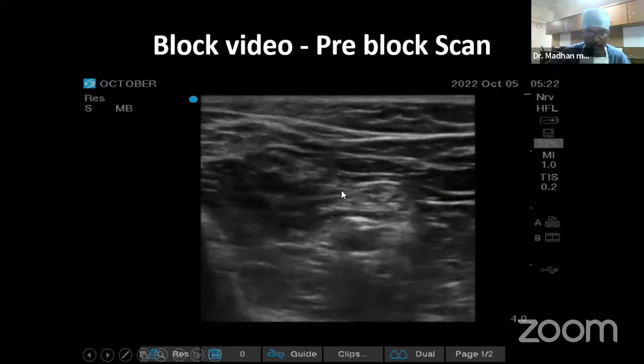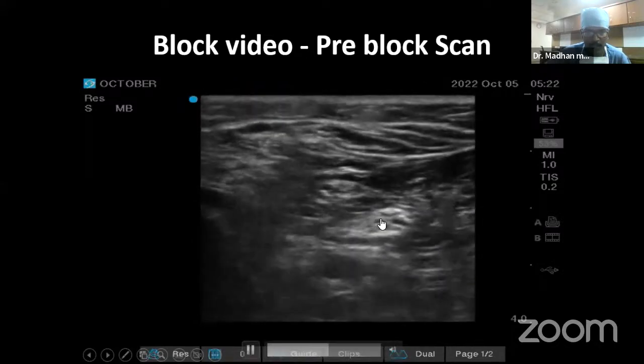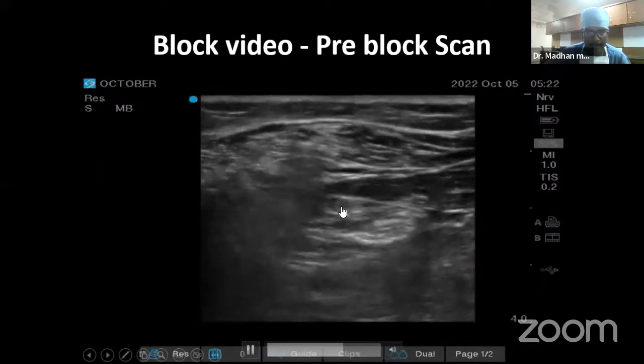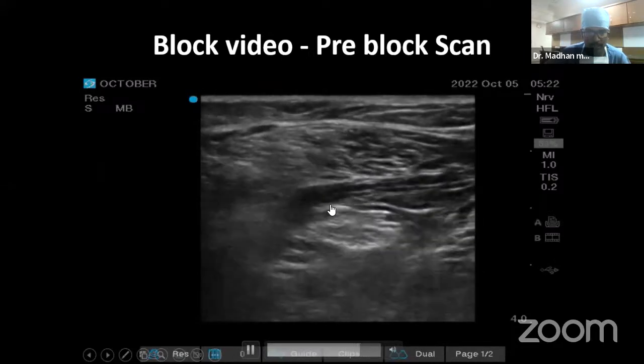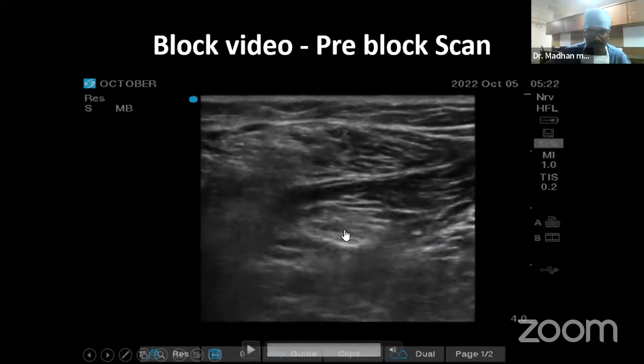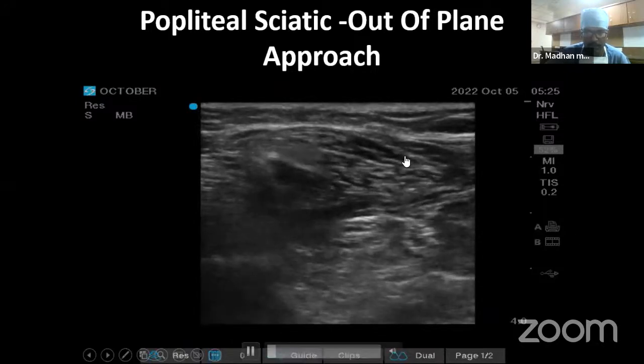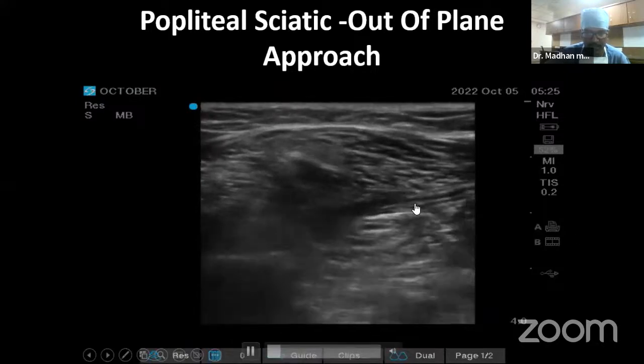This is a pre-block scan. You can see the common peroneal and the tibial nerve, almost joined. So yeah, it's almost joined now. You can see the out of plane approach. You can see the needle coming inside from here.